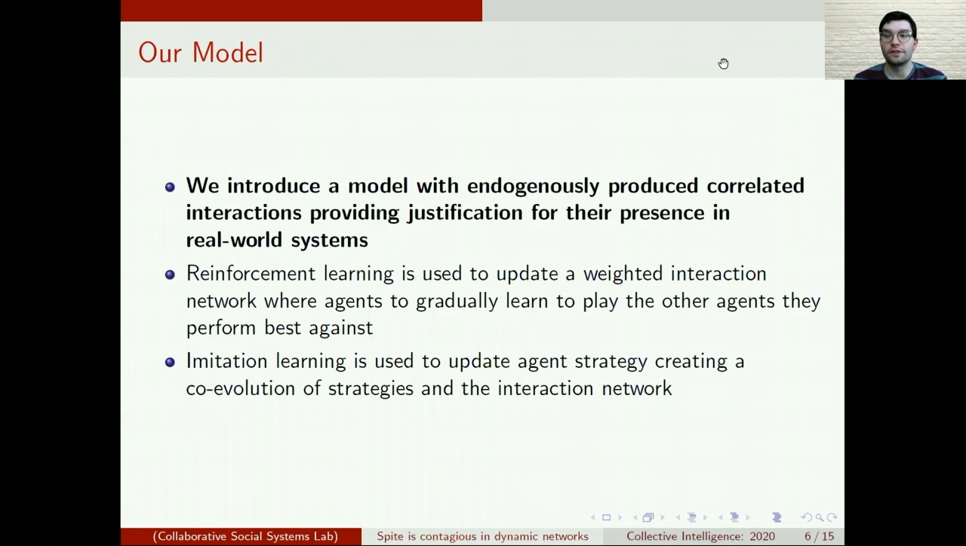Our model differs from previous works because correlation is endogenously produced within the model, and it provides a mechanism that could explain why we see correlated interactions in real-world systems. Specifically, reinforcement learning is used and allows agents to gradually, over time, learn to play the other agents they do best against. Imitation learning also allows agents to update their strategy if other agents are using strategies that are performing better. And this provides a coevolution of both the network on which the game is occurring and the strategies that the agents embedded in the network are using.